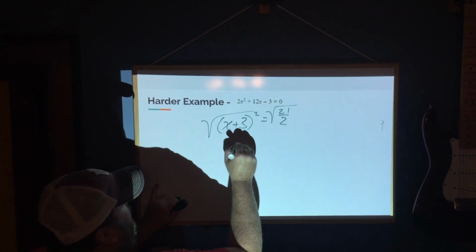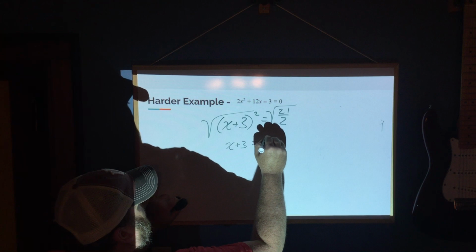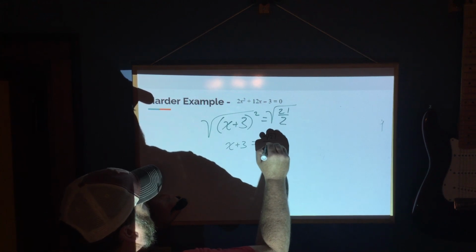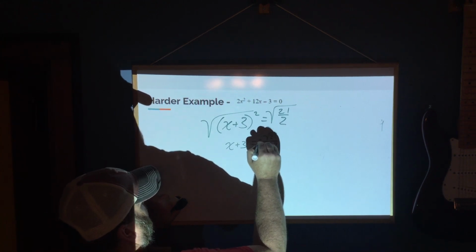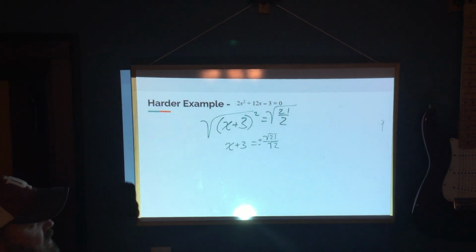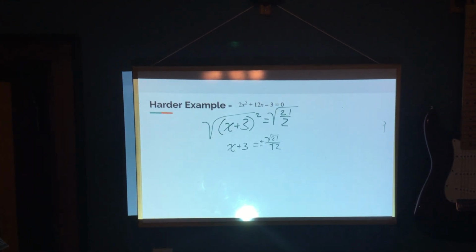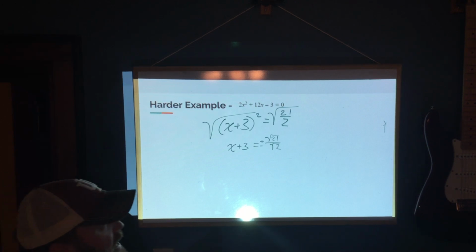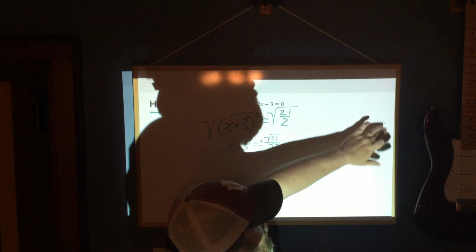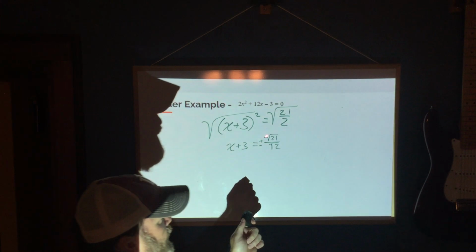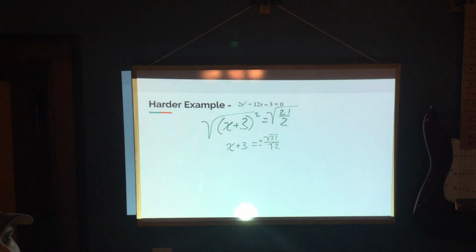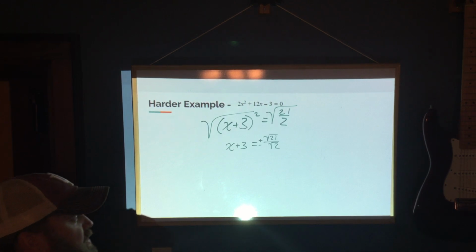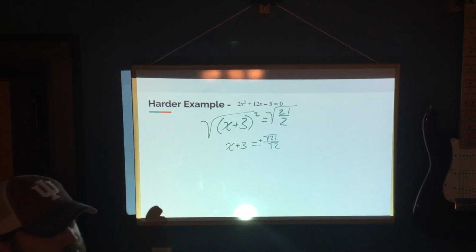And this is x plus 3 equals the square root of 21 over the square root of 2. And of course that's plus or minus. Now, something you don't know is that technically you cannot have a radical number in the denominator and it still be considered simplified. So we're going to do something called rationalize the denominator.